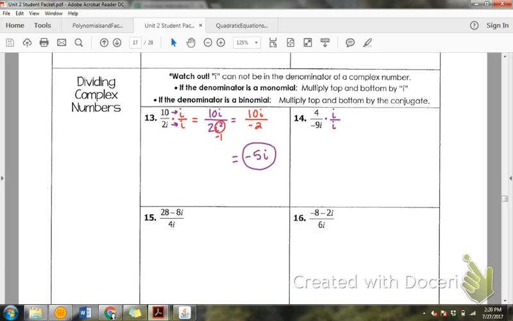4 times I is just 4I. And then negative 9I times I. Negative 9I squared. Doesn't that turn into positive 9? Okay, so I squared is negative 1. And negative 9 times negative 1 is positive 9. So I have 4I over 9. Can we reduce that at all? But do we have I in the denominator anymore? No. So we're good.